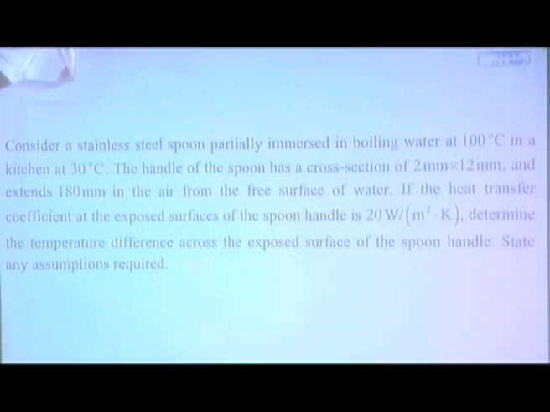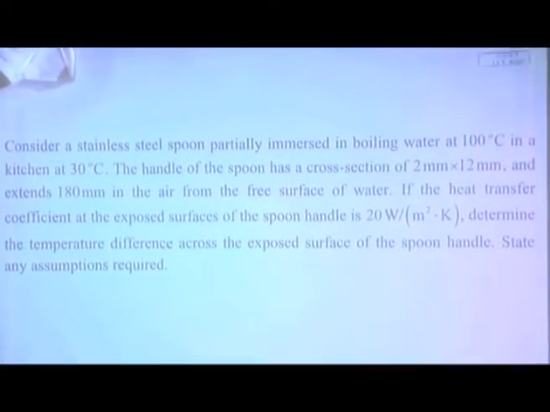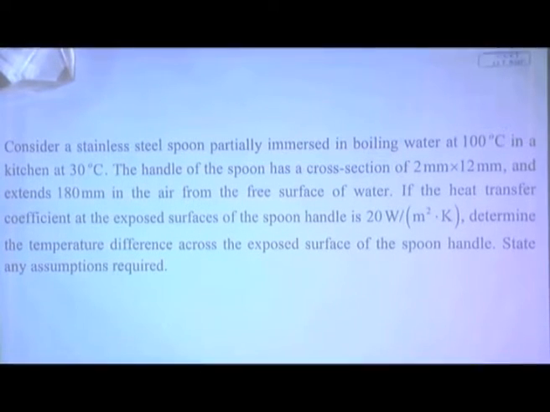State any assumptions required. So can you tell me, this is a fin problem, immediately you compile TB, T infinity, cross-sectional area, length. So what is the boundary condition? Which formula will I use or which formula will I derive? Theta is C1 e to the power mx plus C2 e to the power minus mx. I have one boundary condition known, that 100 degrees Celsius is the TB. What is the other boundary condition? What does it say?